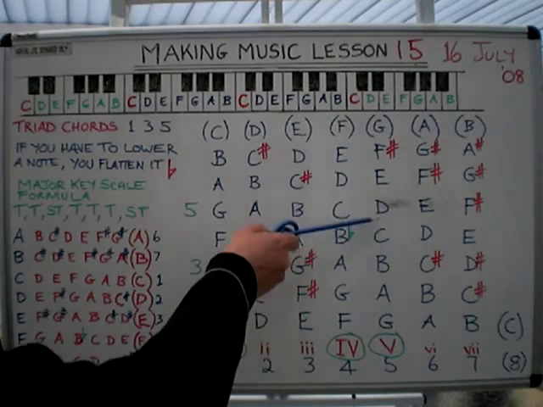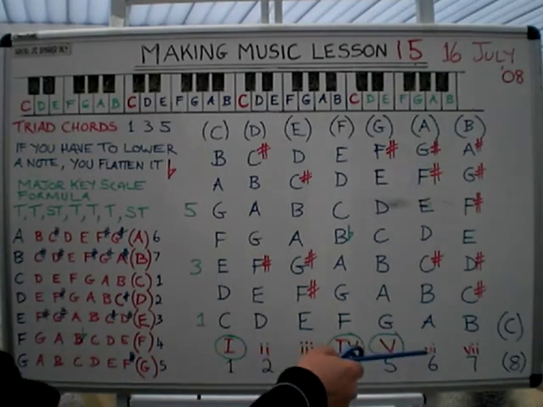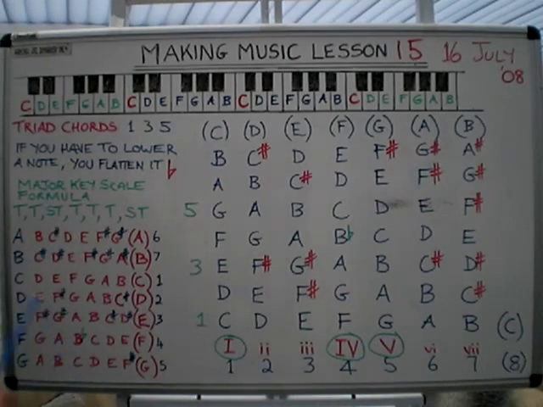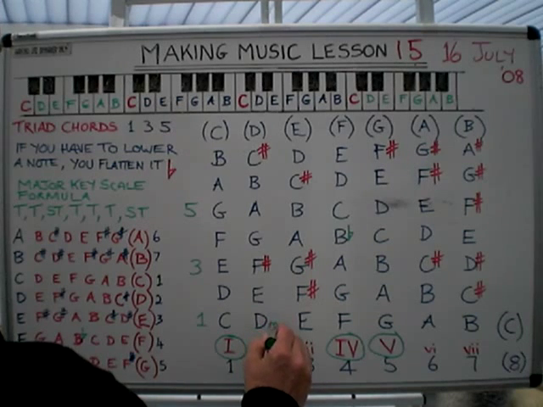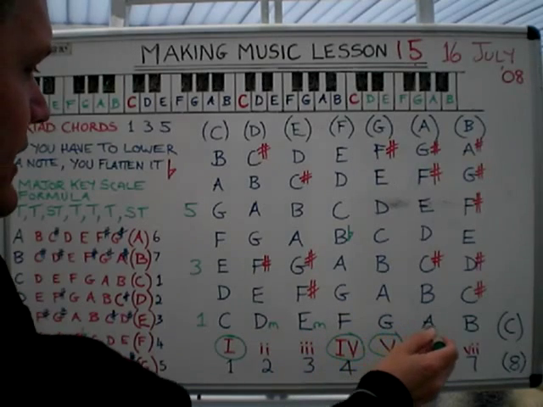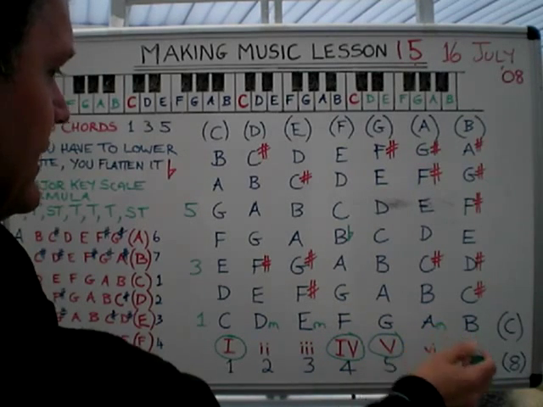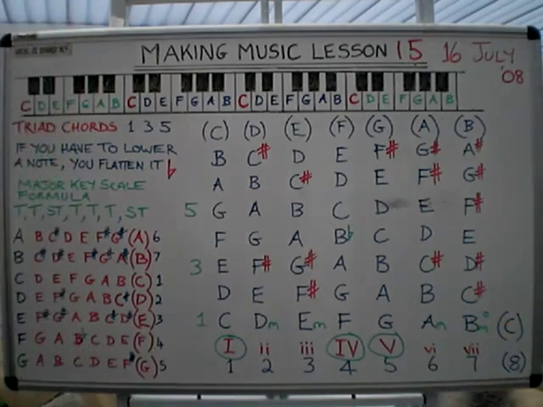G, B, D, that's a major chord. Now, what about these here? Well, that's a peculiar one because they're actually going to produce a minor. I'm going to write a little minor sign here. Minor there, minor there, minor there, and I'm going to put a little circle there, which means diminished. We'll cover that later.